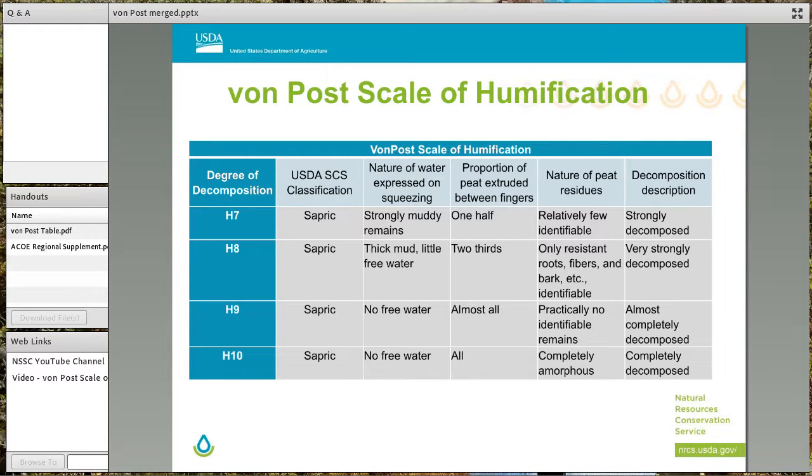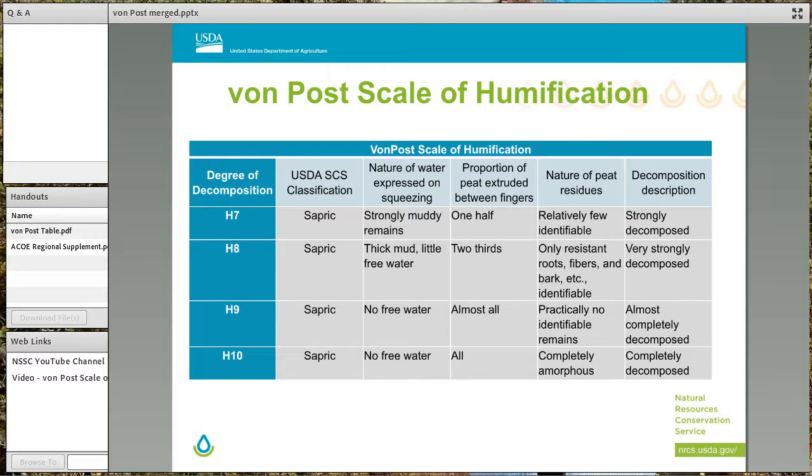Portion of peat extruded between the fingers, please see column 4. In sapric samples, more than half of the sample is extruded between the fingers. And nature of peat residues. In sapric samples, less than 1/6 of the sample is made up of identifiable fibers.